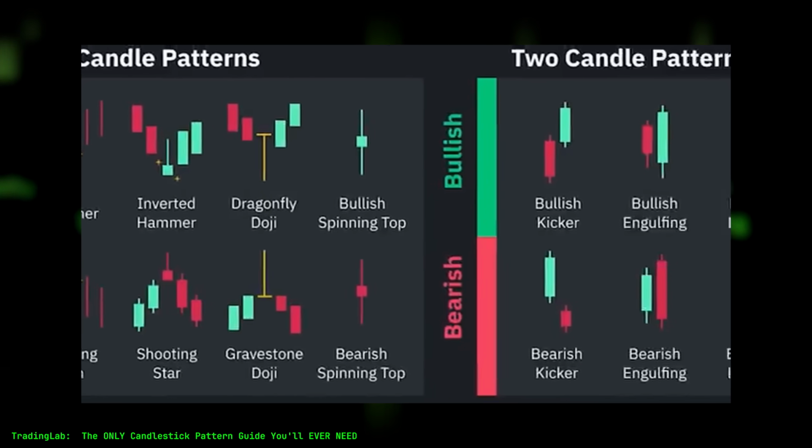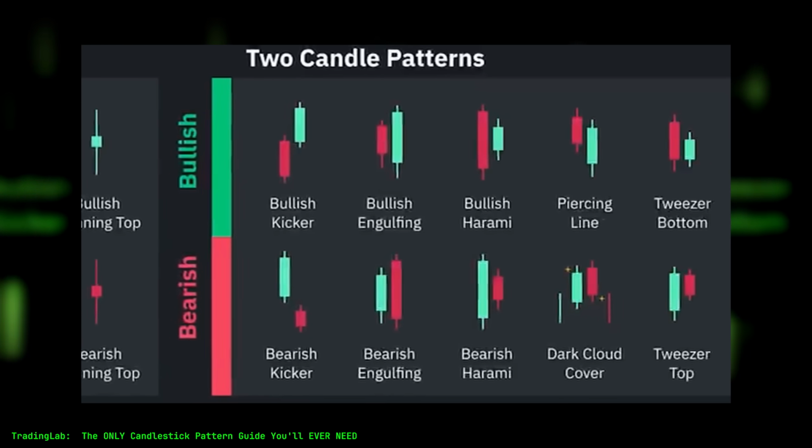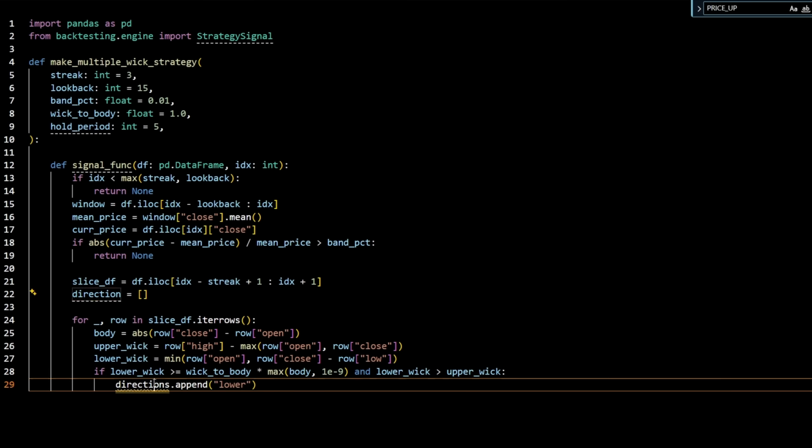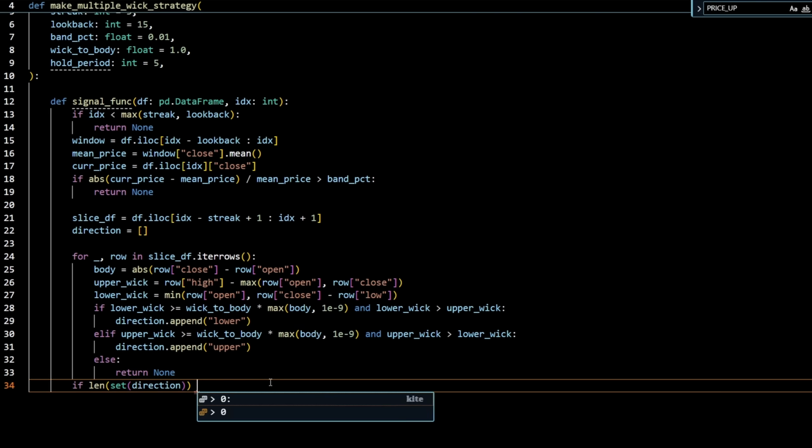And in this video, I'm gonna share my favorite candlestick patterns, just like this one, that I use on a daily basis. No tweaks, no optimization, just exactly the rules as stated in the video.